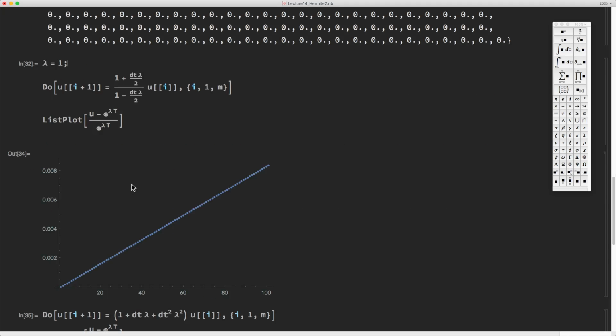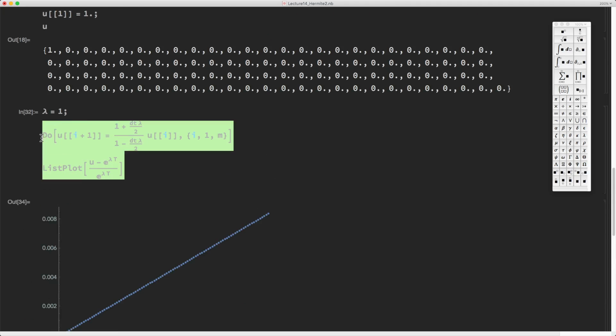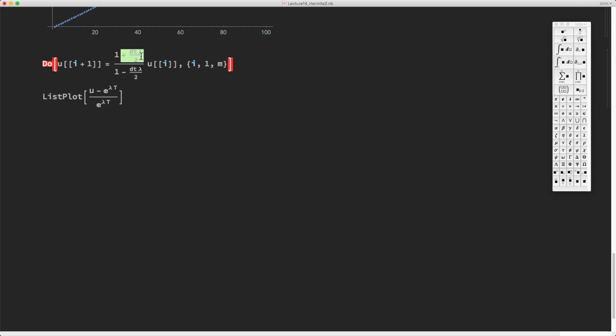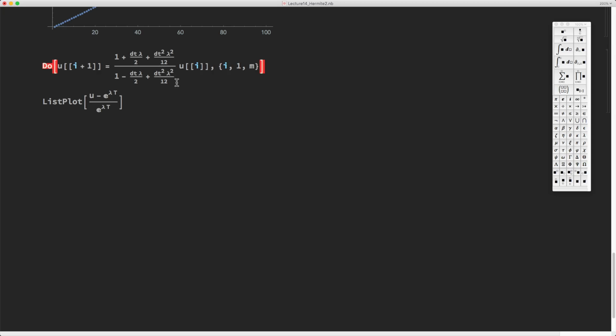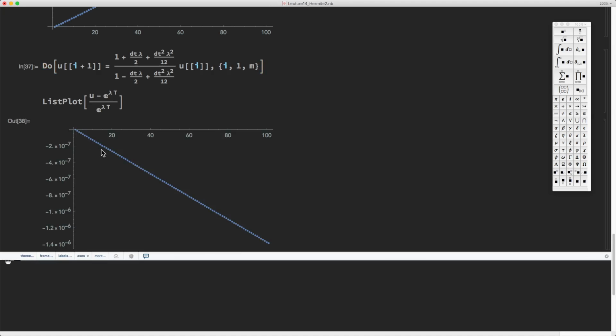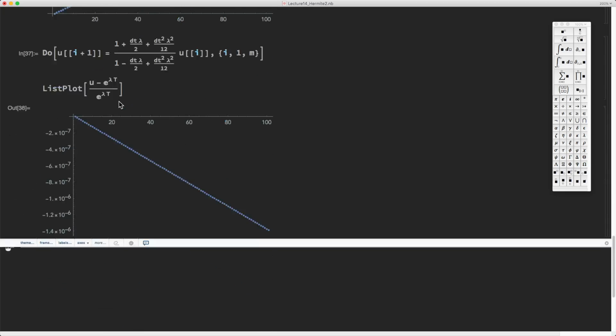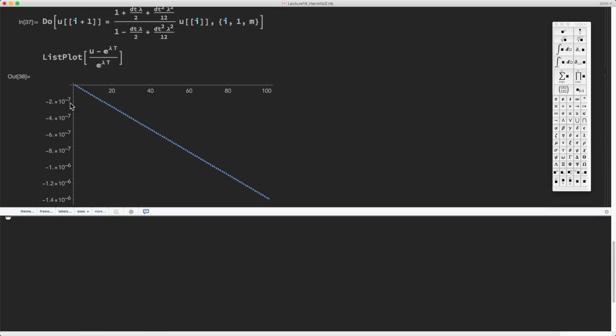So let's take this, copy it here, and we can add the correction dt squared lambda squared divided by 12, and then let's add this correction here, and let's try. And you see now that the accuracy is much better. It was 0.08 here. Now we're getting accuracy of around 10⁻⁶ or 10⁻⁷.